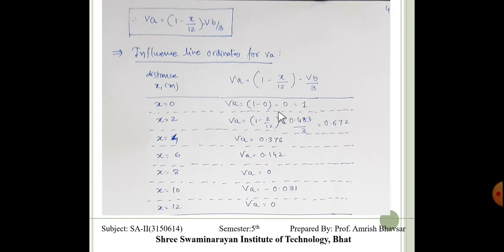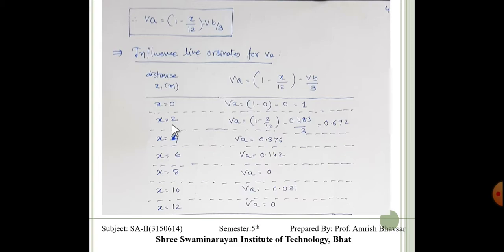At X is equal to 0, VA is equal to 1. At X is equal to 2, VA is equal to 0.672. At X is equal to 4, VA is equal to 0.376. At X is equal to 6, VA is equal to 0.142. We will get this much VA.